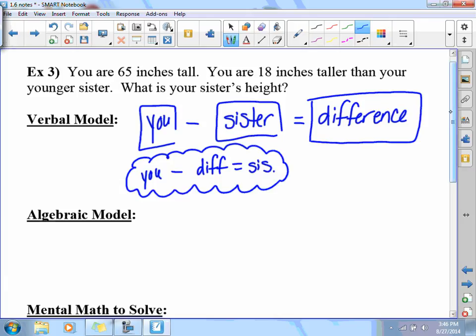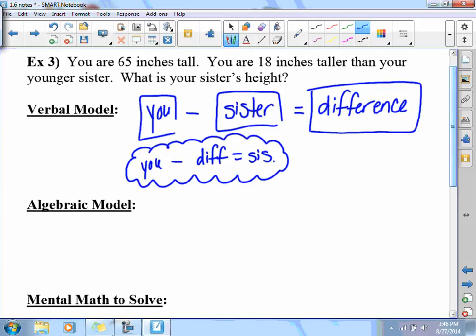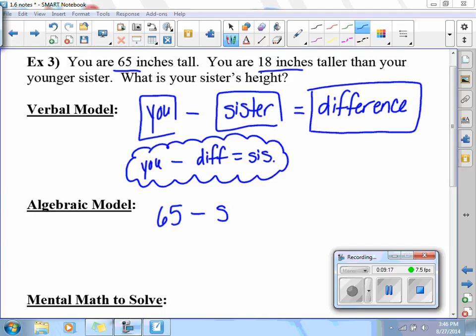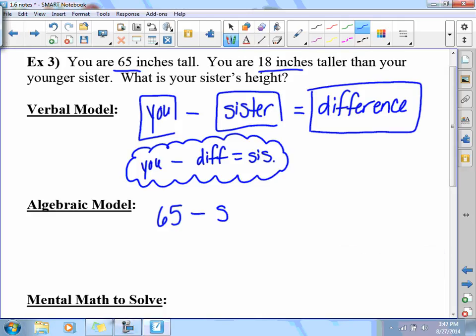So I'm going to use the first verbal model with the big boxes to finish the problem. We know that you are 65 inches tall. So I'm going to substitute in the 65. The difference between your heights is 18 inches. Okay, so we don't know your sister's height. So we have your height is 65 minus your sister's height, and that has to equal those 18 inches.